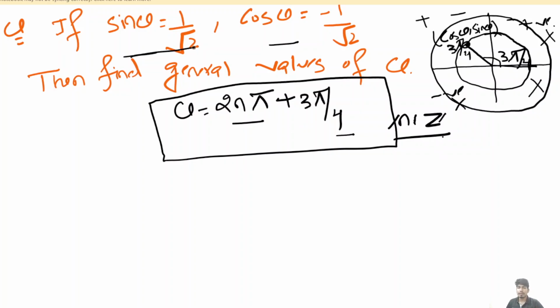Do you understand? This is the general value: as another circle comes, 2n pi plus 3 pi upon 4 is the general solution, and the principal solution is 3 pi upon 4.